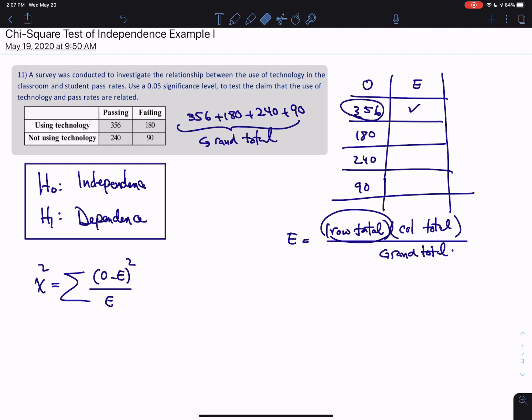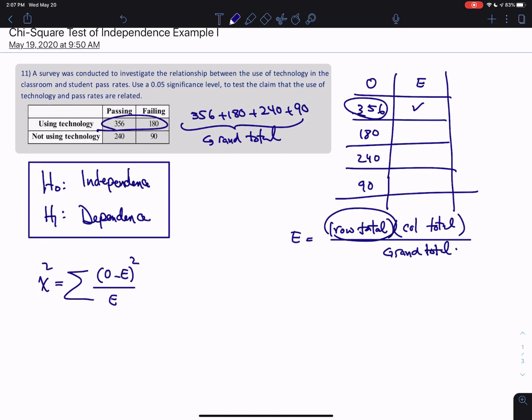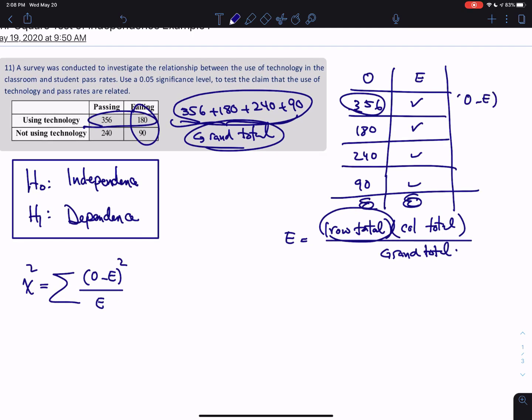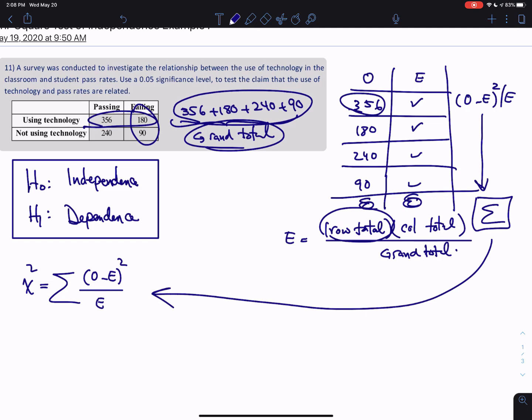Well, same thing, if I wanted to find the expected frequency for 180, I would take the row total of 180, which is the sum of these two numbers. I'd multiply it by the column total of 180, which is the sum of these two numbers. And then I'll divide it by the grand total, which is the sum of all of them. And that's how I'd find every single expected value. And then obviously at the end I add them up. They have to have the same sum, if you recall. And then I can calculate the test statistic by doing O minus E, now that I know what E is, quantity squared, divided by E, dragging it down and adding them all up. And that will give me my test statistic.